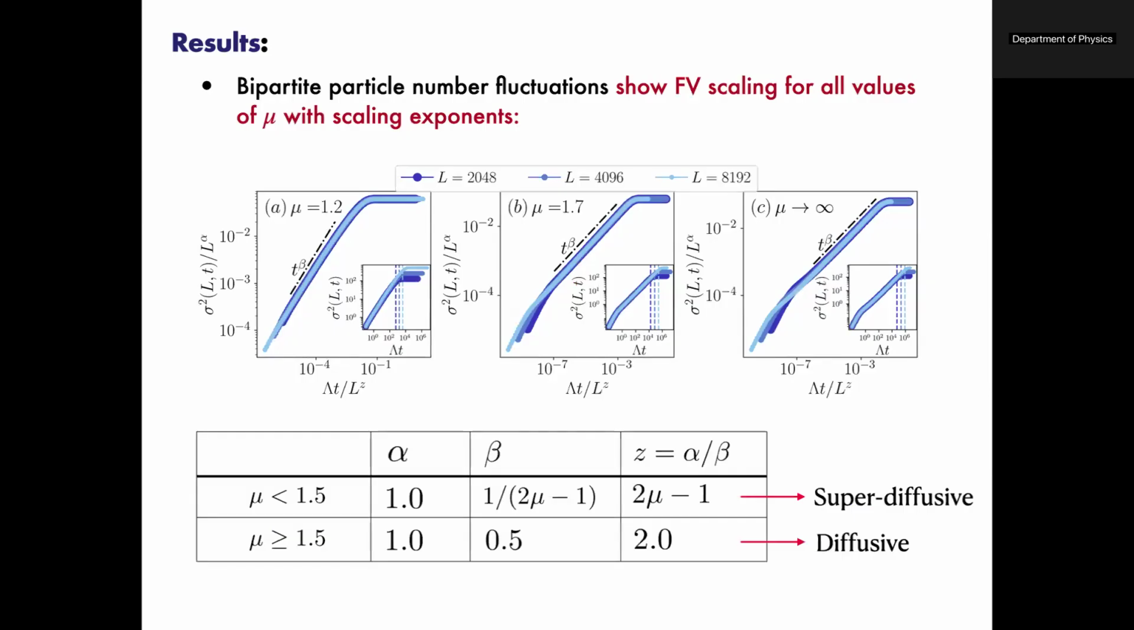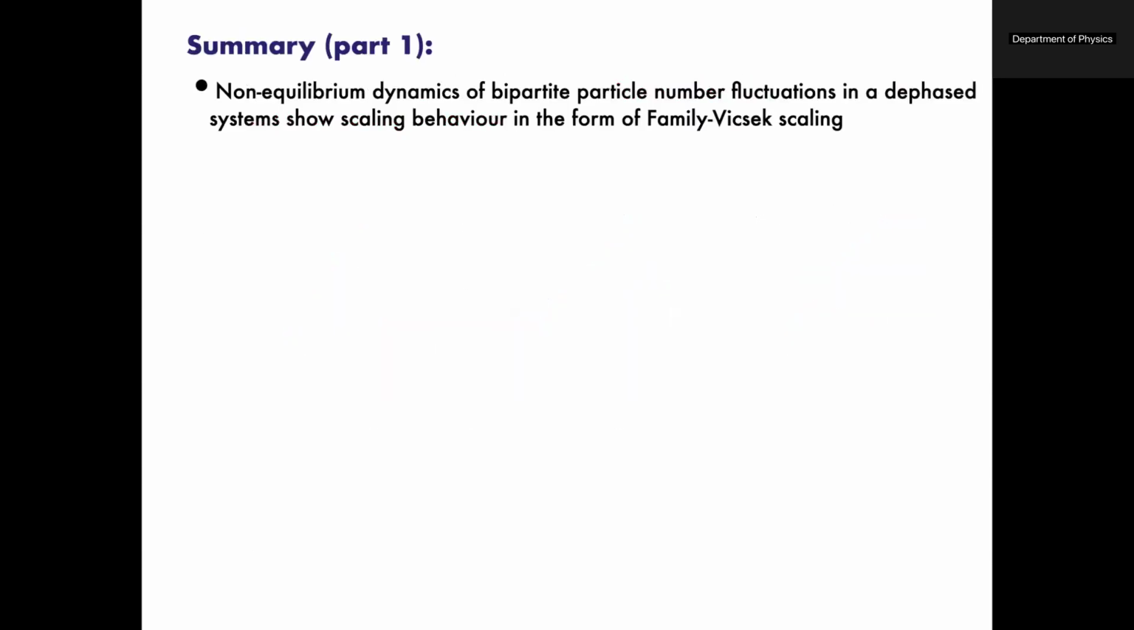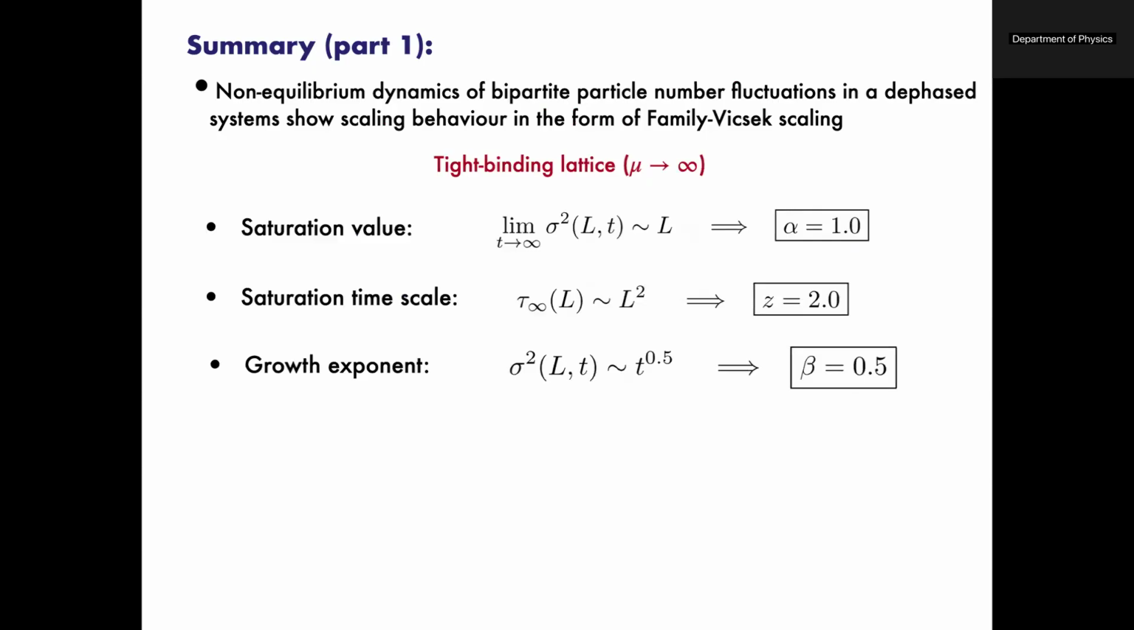So that's verified. I think I should end and not go to the second part. Just to summarize, if you look at the particle number fluctuation or bipartite fluctuation in open lattice systems, you do expect a scaling, and we show that they emerge. For long range, of course, it has a very nice crossover from superdiffusive to diffusive.